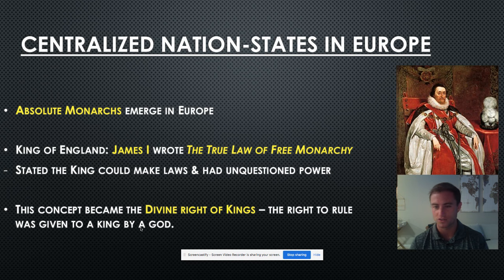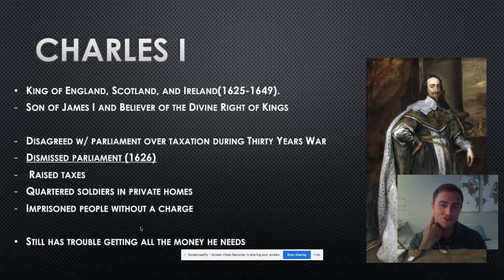We're starting with James I, who calls himself a divine king. His son, Charles I, is the guy that's going to get everybody into trouble, because Charles I is a very powerful dude. He's the king of England. He's the king of Scotland. He's the king of Ireland. And of course, because his dad was James I, he is a believer in the divine right of kings.